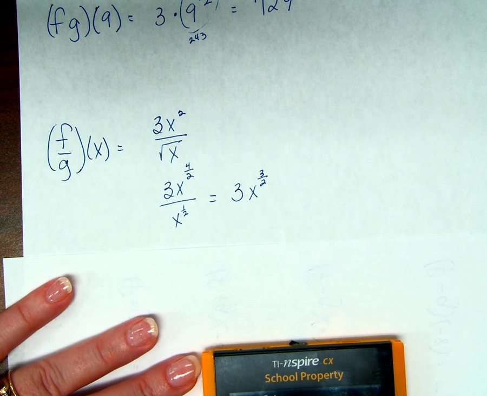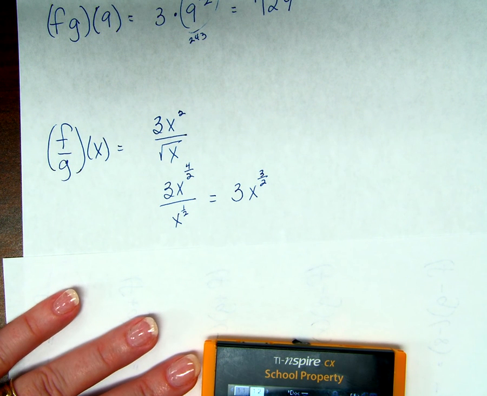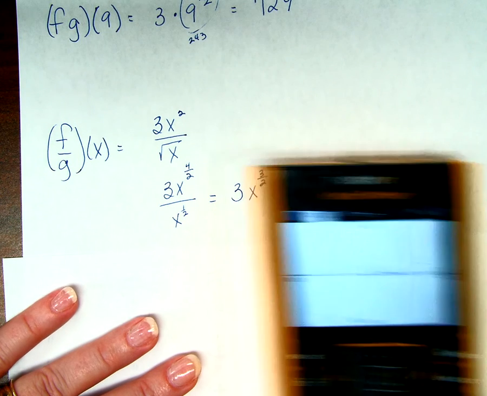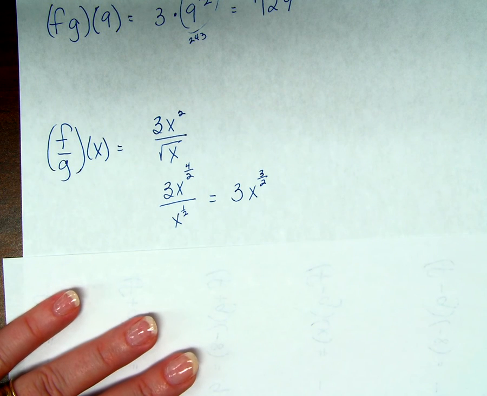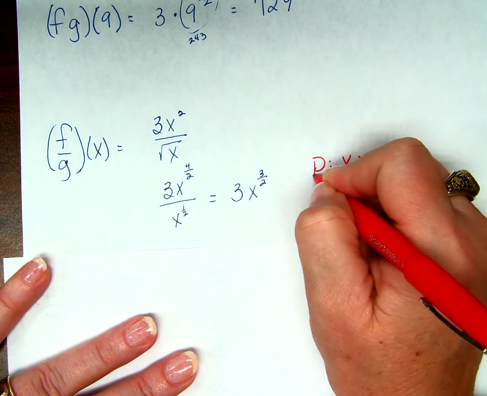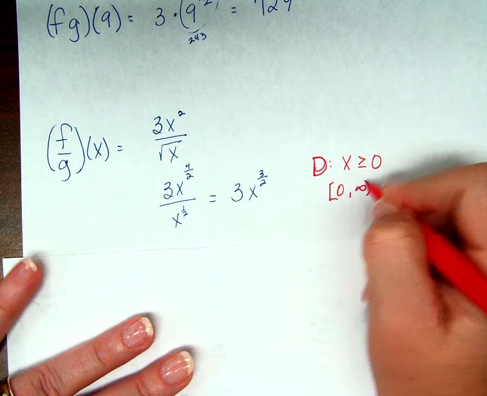What does that look like if you graph it? It is going to be x is greater than or equal to 0. The domain, or 0 to infinity, right? Okay.